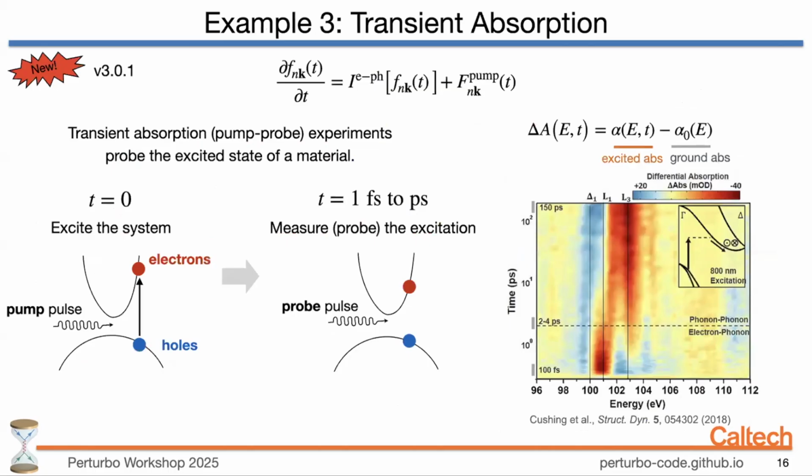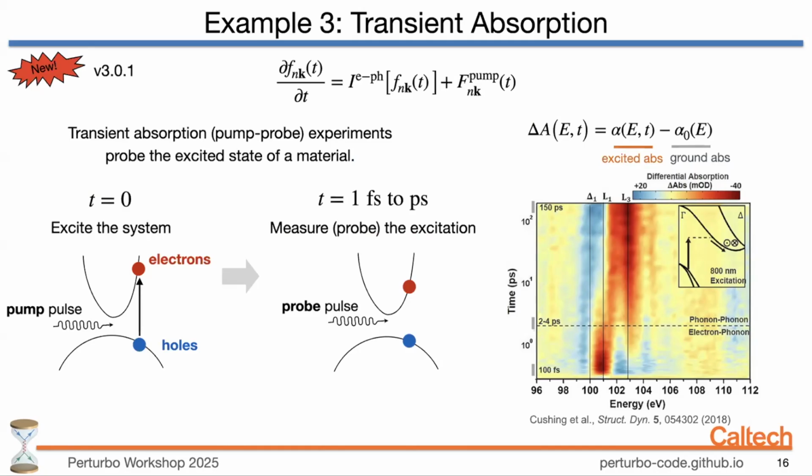So the last example will be a new feature in Perturbo. It is essentially the first example, but with an additional electron distribution that can be customized by the user. So instead of just a collision integral, you have this big F pump as a function of time that will be specified by the user. And Perturbo-Pi, the post-processing tool, also provides a functionality to generate these pump pulse right-hand side functions.